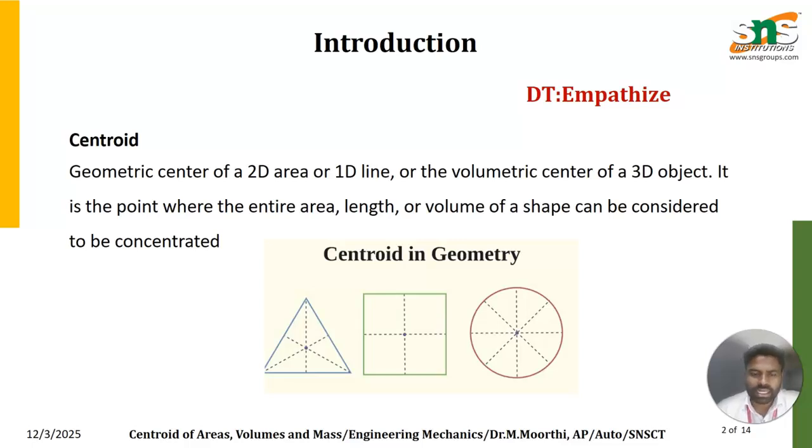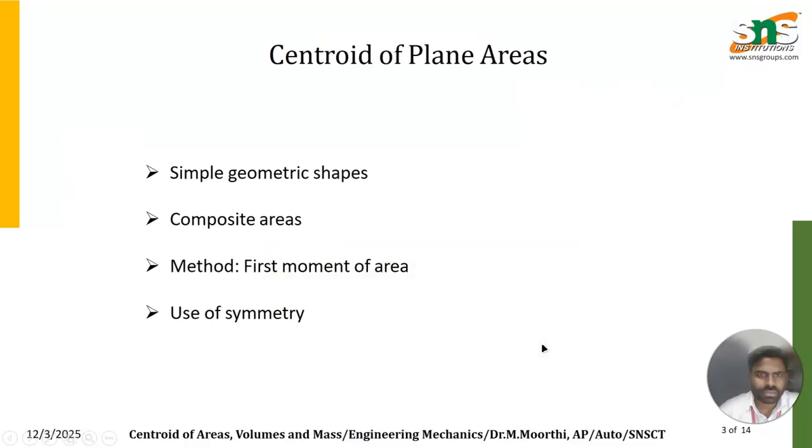So this is the centroid for a geometrical shape. And if you take a three-dimensional object, the center of gravity is where the entire weight of the object is concentrated at a particular point. So that is the center of gravity. So in this diagram, you see the centroid in geometry. First the triangle, then square and circle, and the centroid of plane area, geometrical shape, composite area, and the moment of inertia, and the symmetry concept.